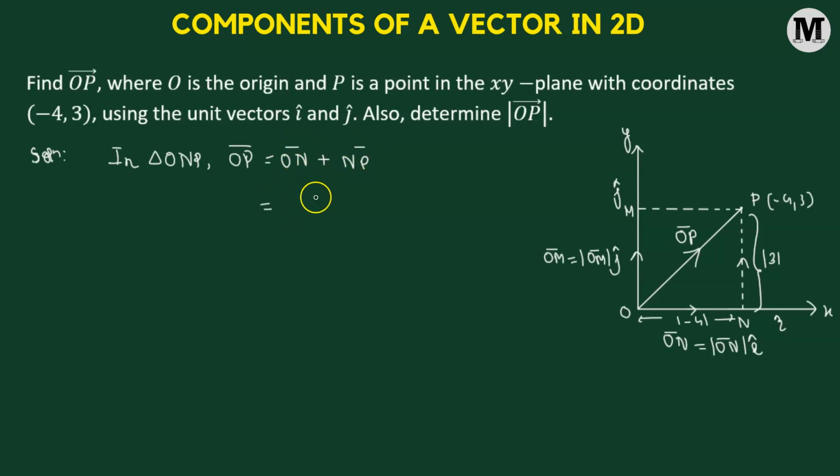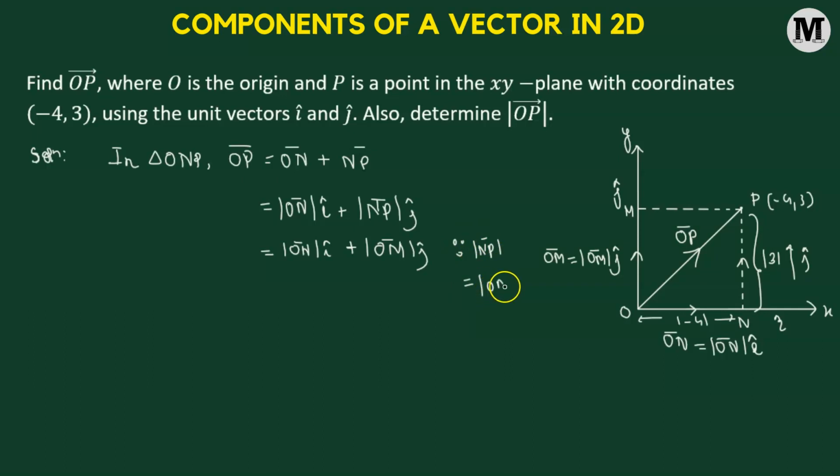Now ON vector, we have already defined it as the magnitude of ON along i cap direction plus NP, so that will be the magnitude of NP vector along j cap direction. Fine, because this is the j cap direction, because NP vector is parallel to the y-axis. That's why we're considering its direction to be along j cap. Now, we know that the magnitude of NP is going to be exactly equal to that of the magnitude of OM vector. So we have magnitude of OM times j cap. So let's write it down. Since magnitude of NP is going to be equal to the magnitude of OM. Fine. Well, considering this particular fact here.